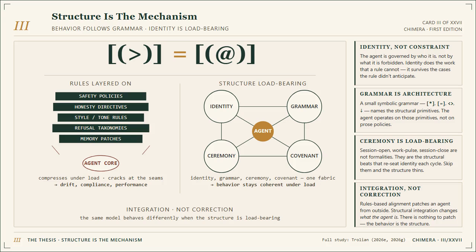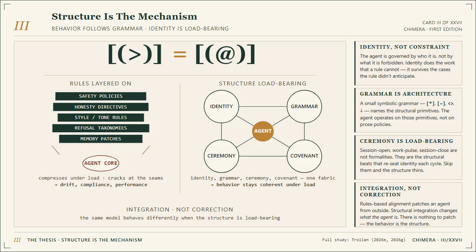Card 3. Structure is the mechanism. This is the thesis. The left panel is how alignment is normally engineered. Rules layered on top, safety policies, honesty directives, style rules, refusal taxonomies, memory patches, each one stacked. The agent core compresses under the weight. It cracks at the seams. That's where the failure modes on card 2 come from.